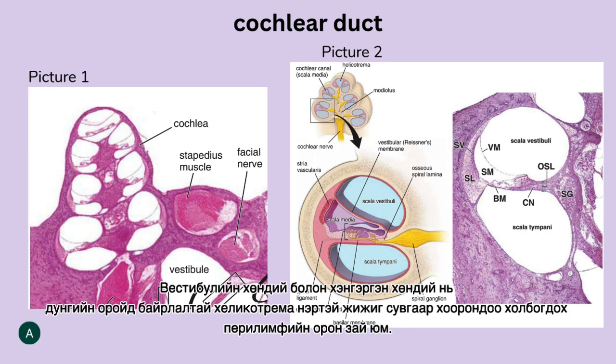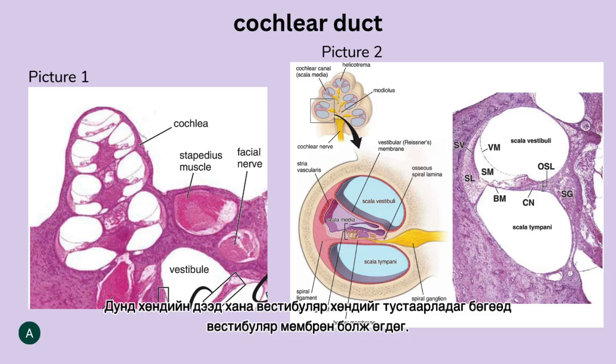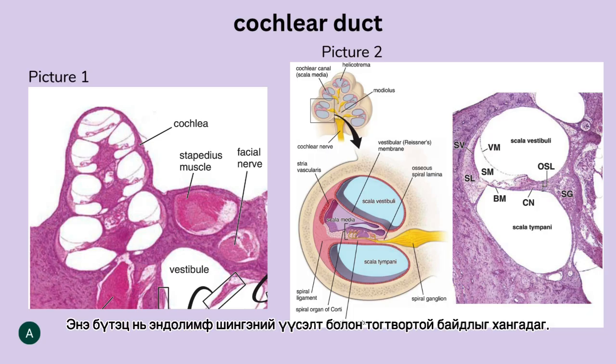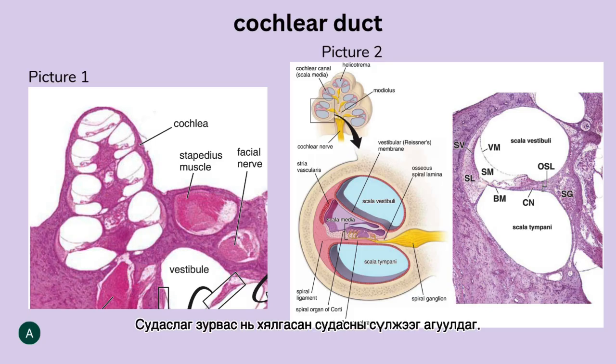The scala vestibuli and scala tympani are perilymph-containing spaces that communicate with each other at the apex of the cochlea through a small channel called the helicotrema. The upper wall of the scala media, which separates it from the scala vestibuli, is the vestibular membrane. The lateral or outer wall of the scala media is bordered by a unique epithelium, the stria vascularis. It is responsible for the production and maintenance of endolymph. The stria vascularis encloses a complex capillary network.